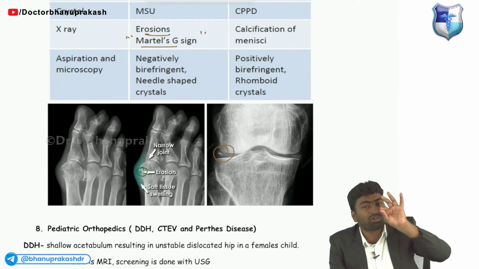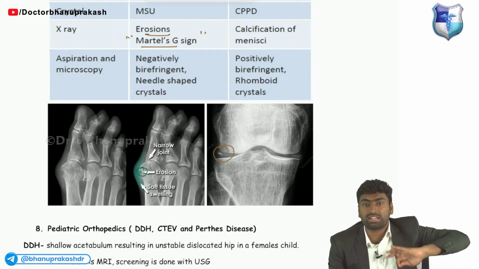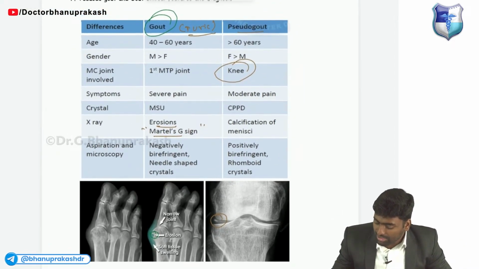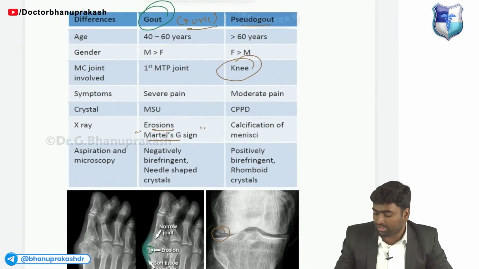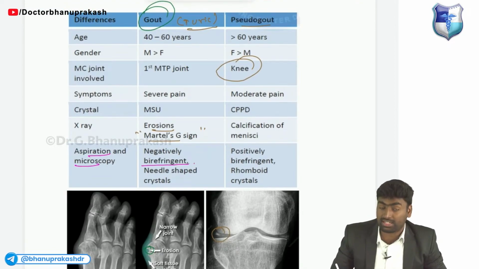Okay, if they say erosions, then it is gout. If they say it is the calcification of the menisci, then you will think of what? It is pseudo-gout. And remember how they will ask you how we differentiate. We'll do a test with microscopy, the birefringence testing of the crystal.